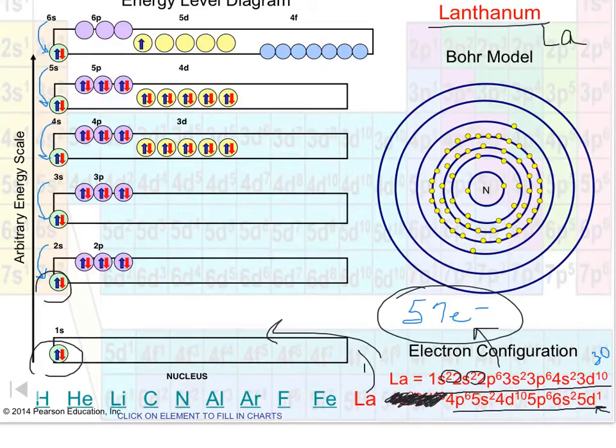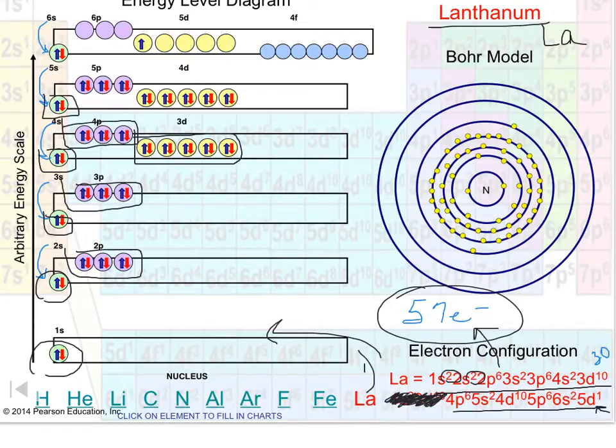1s2, 2s2, 2p6, 3s2, 3p6, 4s2, now remember it gets funky, 3d10, 4p6, 5s2, 4d10, 5p6, 6s. These got kind of wonky, the labels. This is really the 6s, 6s2, and then 5d1. Here's the Bohr model.